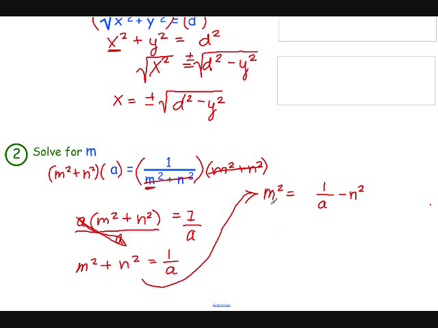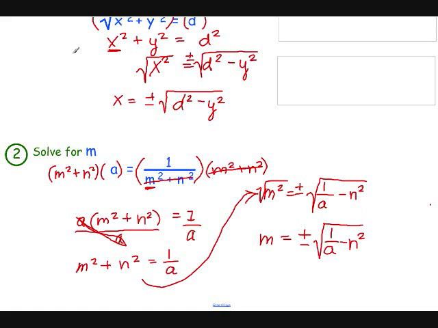I don't want m squared. I want just plain old m to the first power. So I'm going to take the square root of both sides. Yes, I hear you. It should be plus or minus. Good for you. Thanks for reminding me. M equals plus or minus. So that was a little review. I hope that helped you.